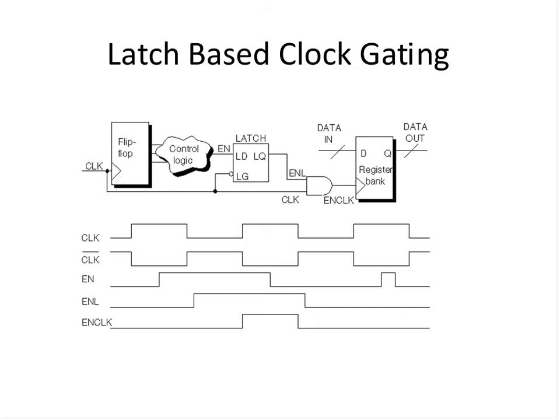Now the AND gate is popular for the type where the active clock edge is the positive edge trigger. What it means is that the enable signal should not toggle when the clock is high. If the enable signal toggles when the clock is high, let's say it goes from 1 to 0, the clock edge will be clipped off. You do not want that.